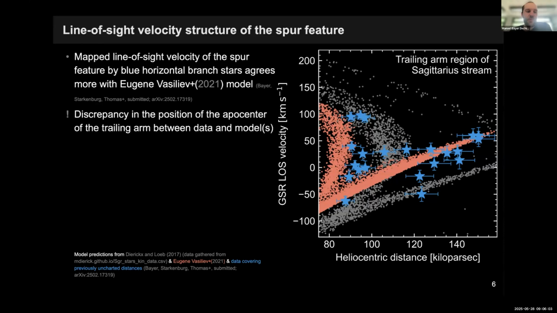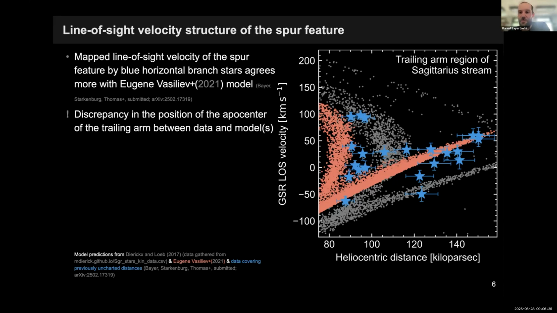But there's still one significant issue that we realize, because if you focus here, we can see that there's some discrepancy in terms of the position of the apocenter that our BHB stars have and also the models. And one parameter that is really sensitive to the position of the apocenter is the enclosed mass of the Milky Way.